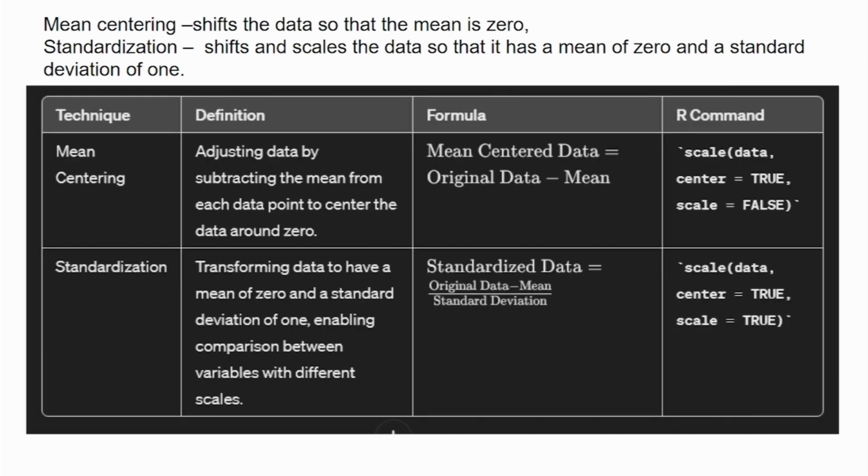So please see, this is mathematics. Mean centered data is equal to original data minus mean. Standardized data is equal to original data minus mean divided by standard deviation, or mean centered data divided by standard deviation. These are the formula in R command. We will learn that little bit. Now let me take you to the board before we start implementing this.